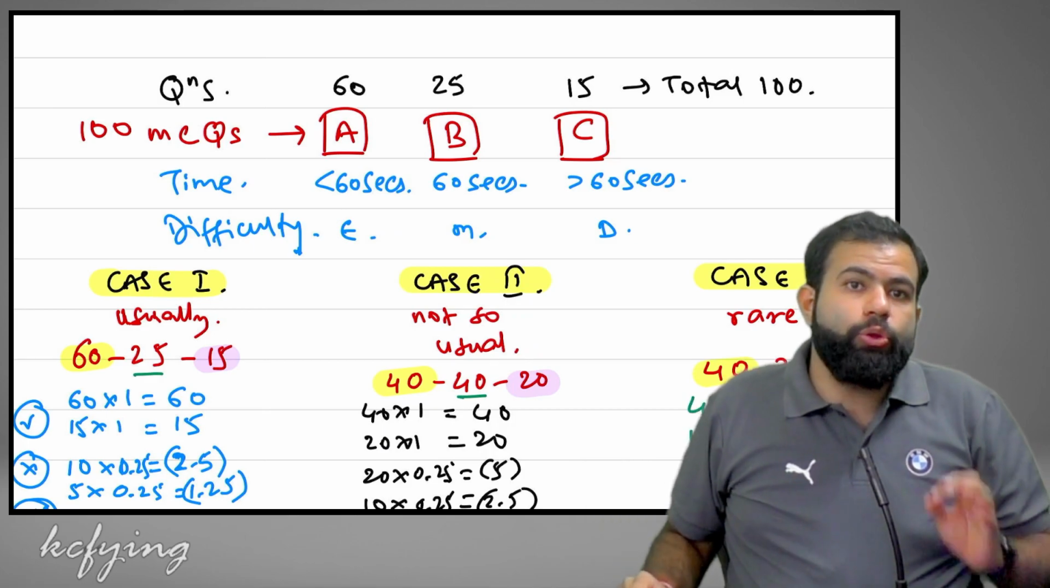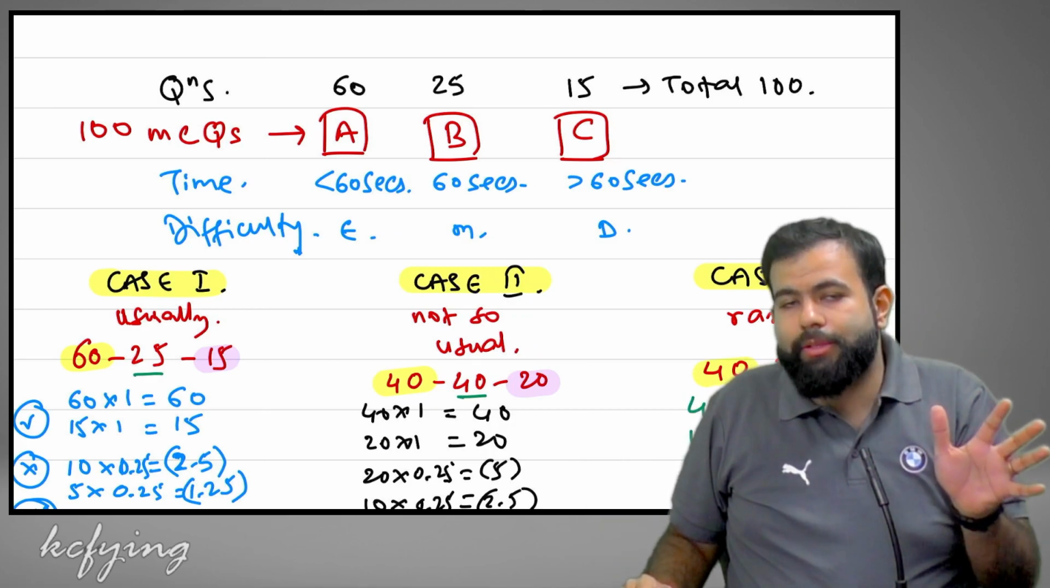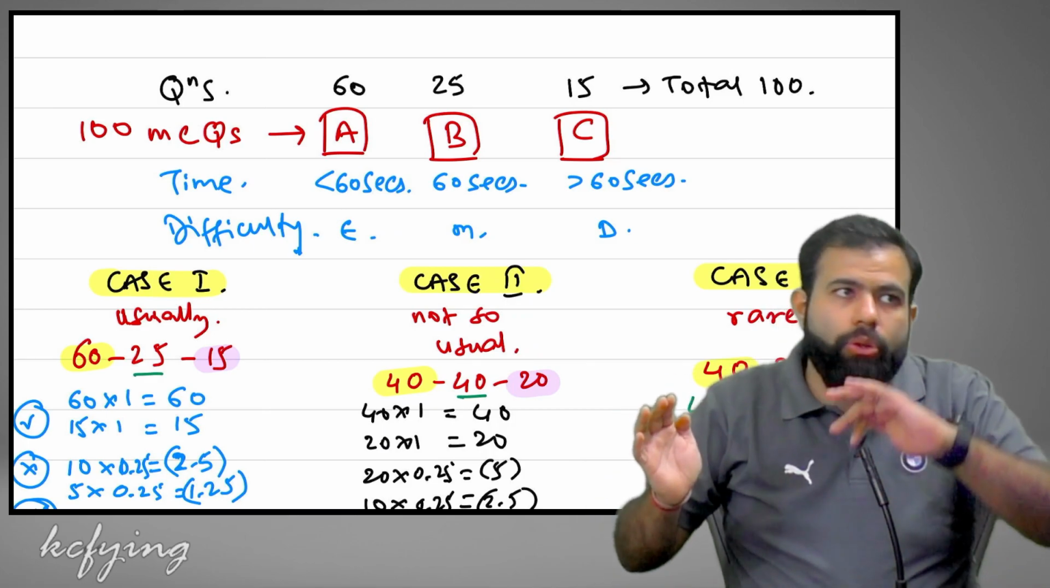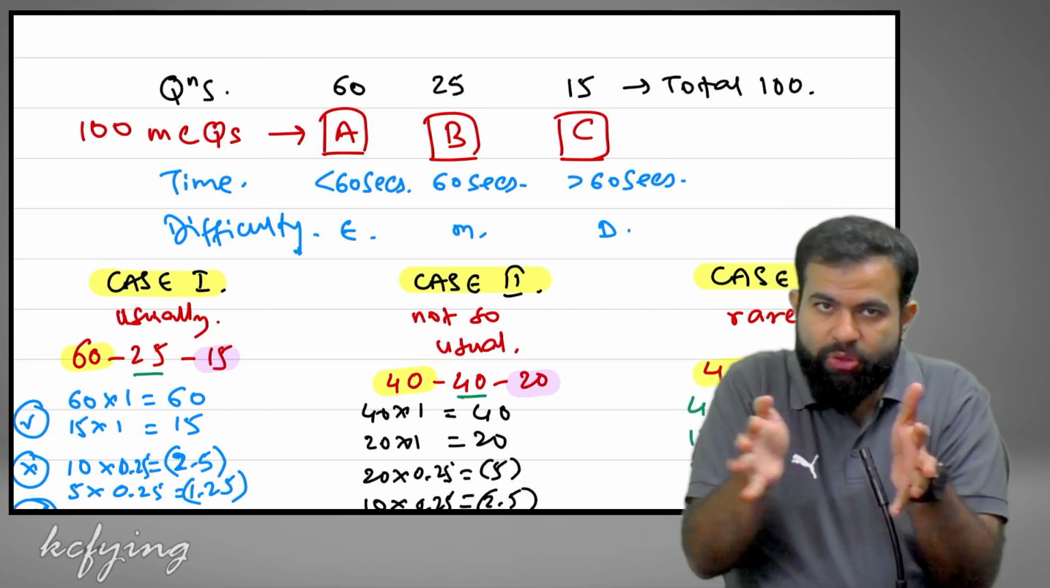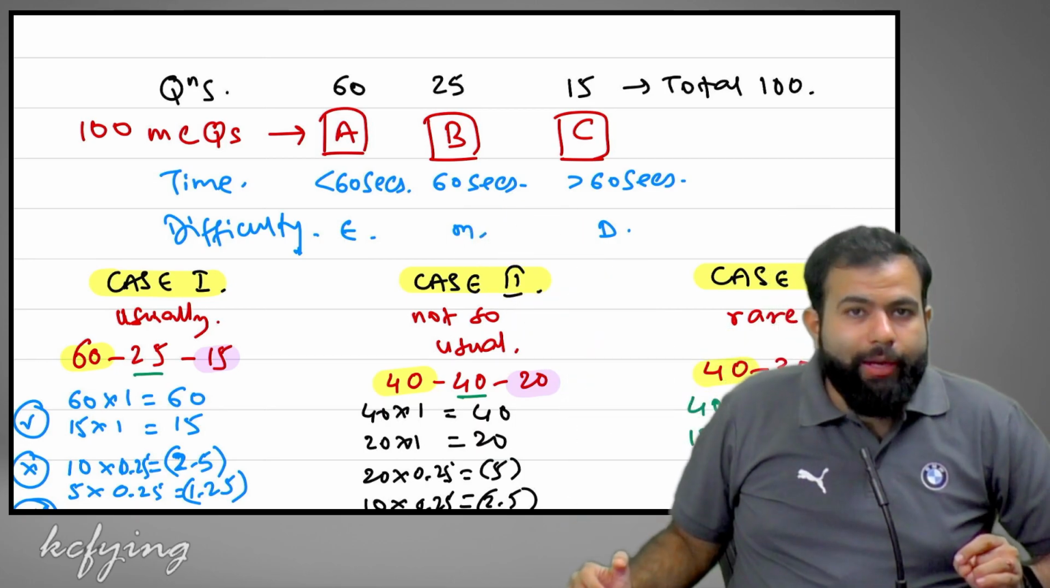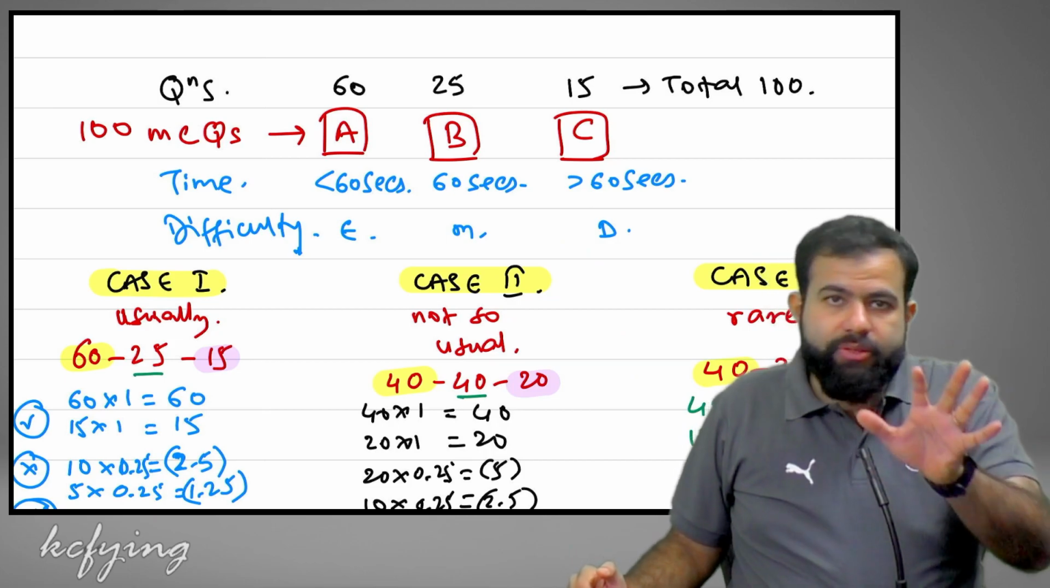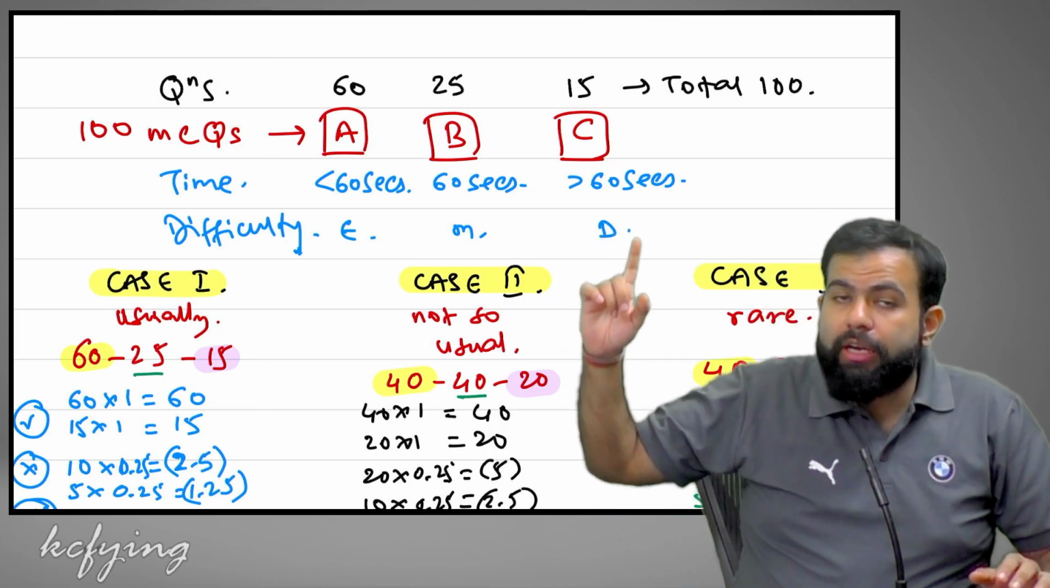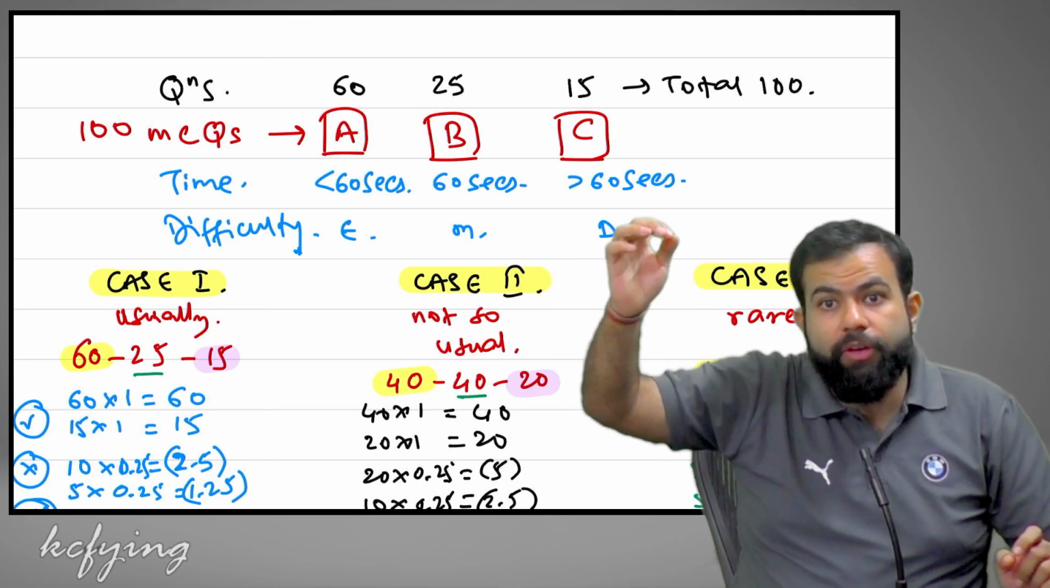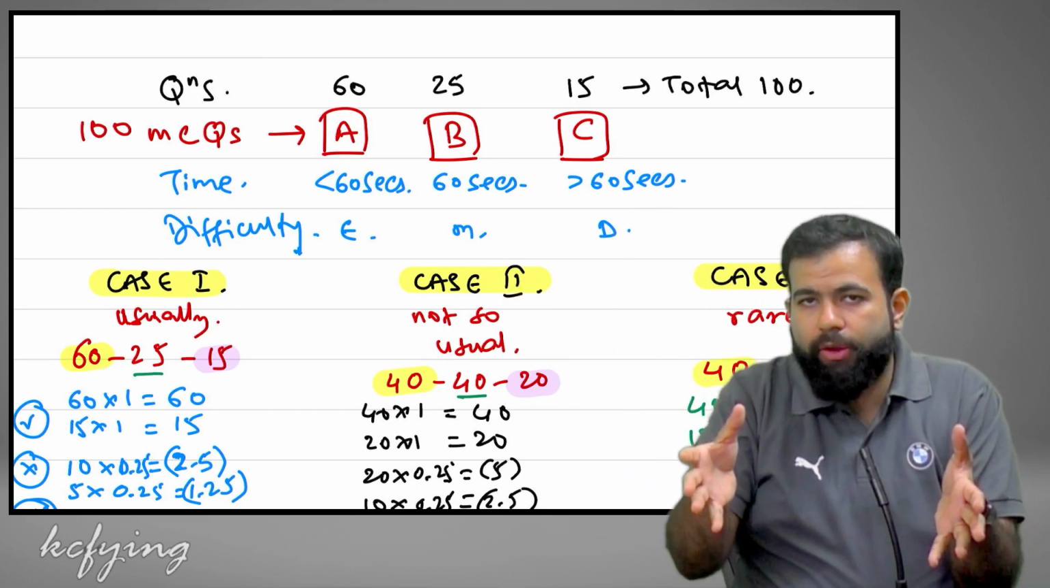Category B will be those questions which require approximately 60 seconds, but they are not that easy and not that difficult. They are of the mediocre level. So those are questions falling under category B. Category C is those questions which are ideally difficult and which will require more than 60 seconds to solve, even if you are using a shortcut or whatever method you are trying to opt for.